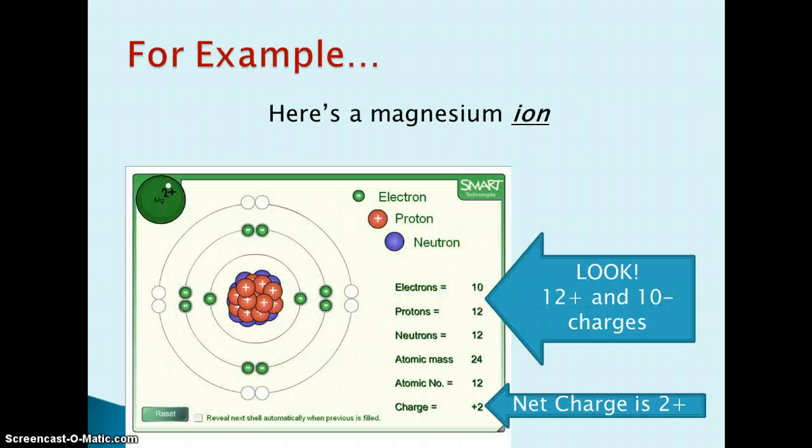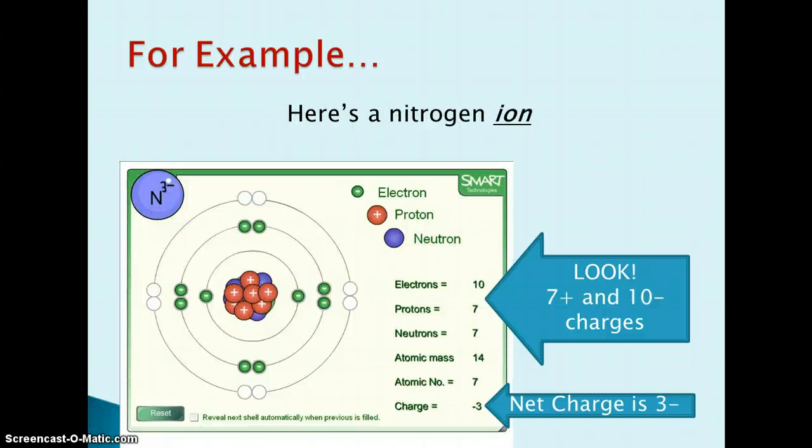So let's take a look at a magnesium ion. The protons stayed the same, because remember, if we change the number of protons, then we'll change the actual atom. So we have 12 protons, and now we have 10 electrons. So now our net charge is a positive 2. We lost electrons, so we lost something that was negative, so we became more positive. Let's take a look at nitrogen ion. 7 protons and 10 electrons. So now we have a net charge of negative 3.